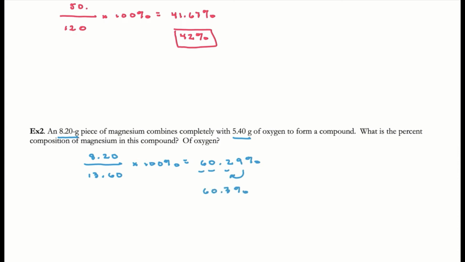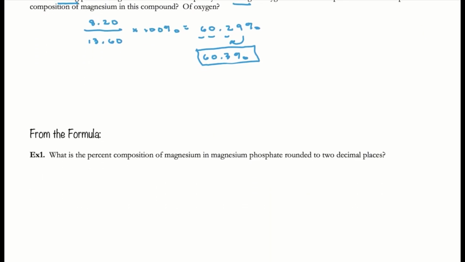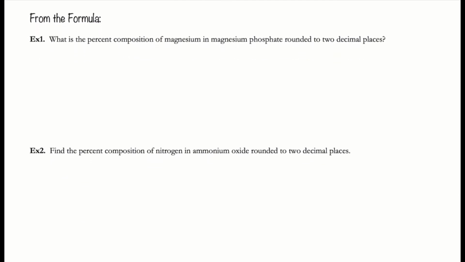So that is determining the percent composition by being given just the mass or just the weight directly. Well, what if I don't know the mass? What if I am just given the formula? Well, you can also determine the percent composition by just being given the formula. So let me show you how.